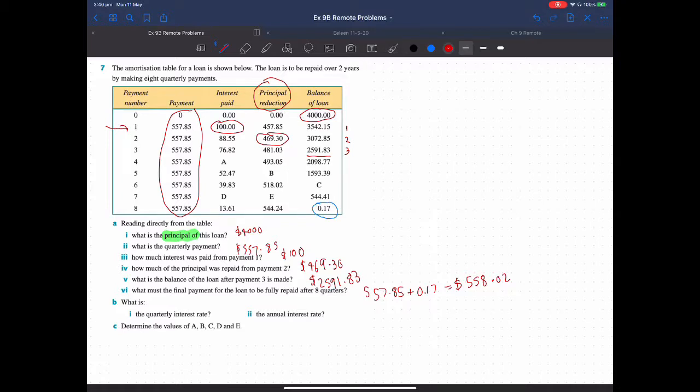Part B. What is the quarterly interest rate? So we have a number of ways we can work this out, but the easiest way is to use the original figures for the balance. So for part B, if you look at it, you've got $4,000 was the original principal. After 1 quarter, there was $100 of interest.